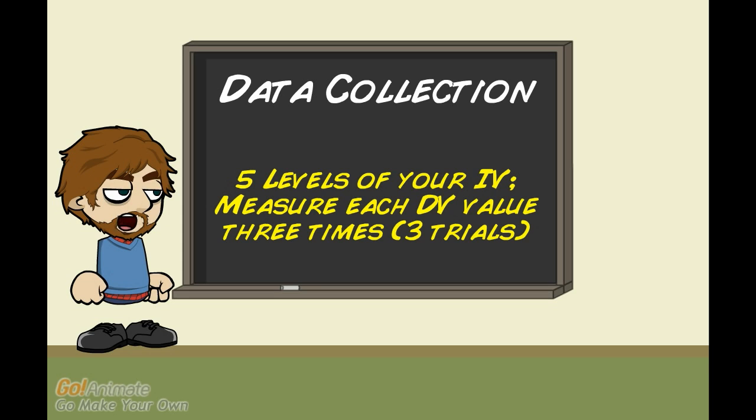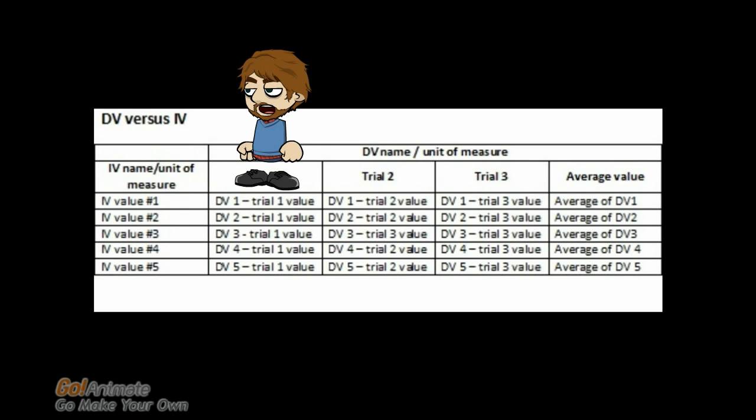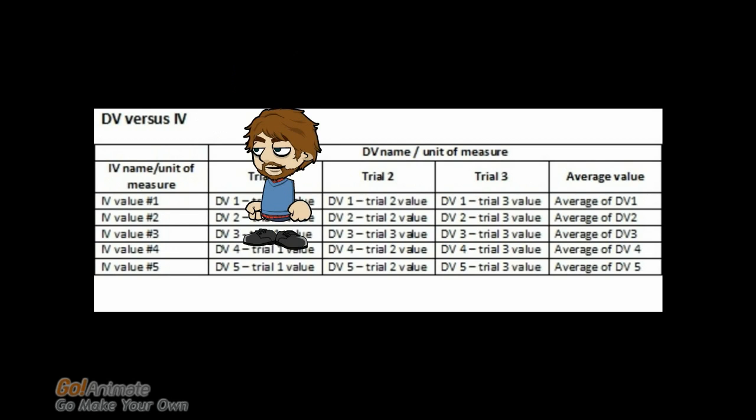Data should be organized in a neat, labeled table. Here is an example of a generic data table. Every data table should have a title. The easiest title is to simply name your variables. The first column in the table is for your IV.